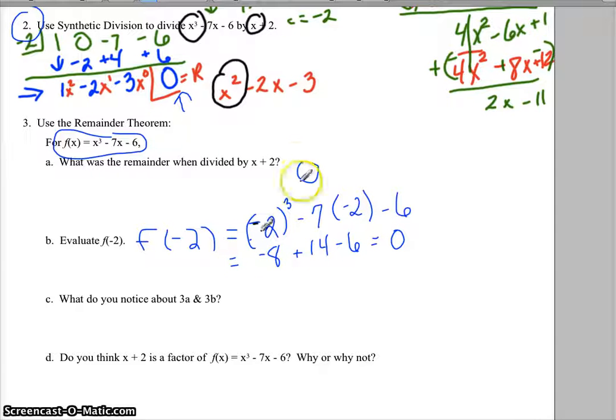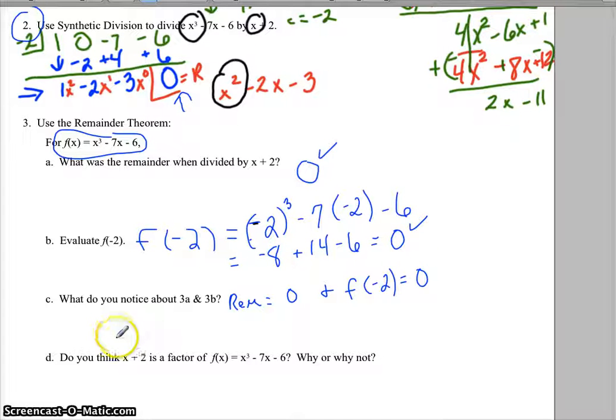So what did you notice about your answer to 3a and 3b? I noticed that the remainder equals 0, and when I plugged in negative 2, that was also 0. So let me say that again. When we divided the polynomial by x plus 2, you used synthetic division. So you divided by negative 2, and you came out with a remainder of 0. Then you plugged negative 2 into the polynomial, and you also came out with a value of 0.